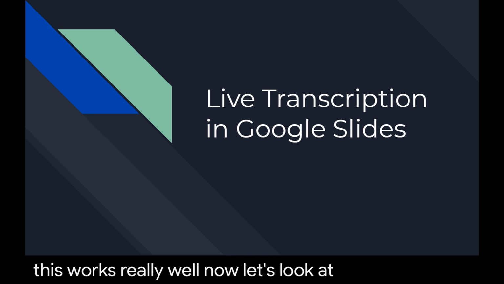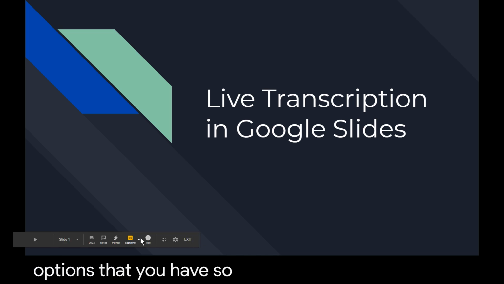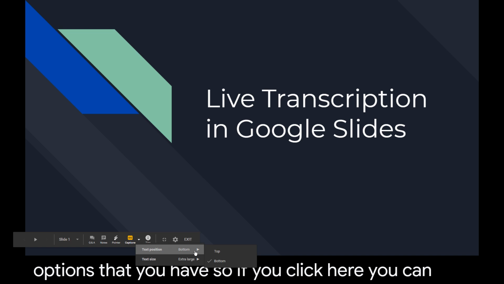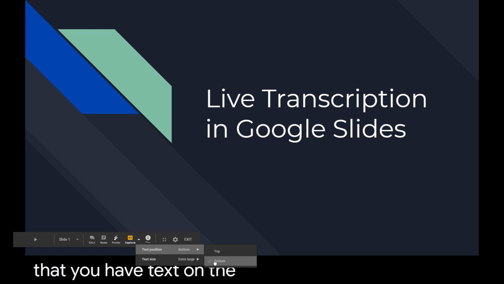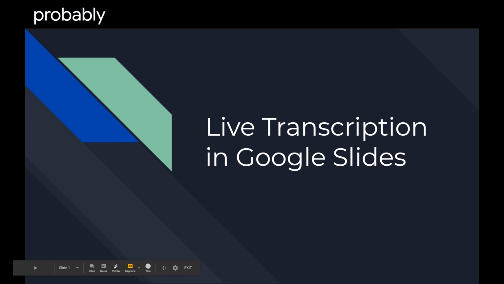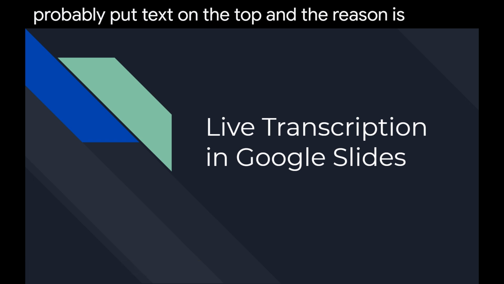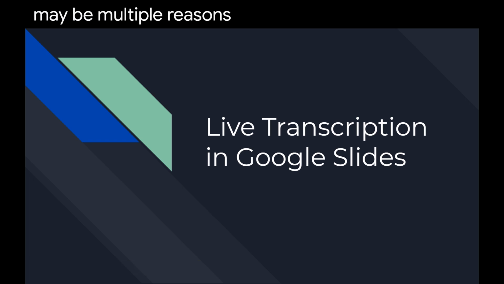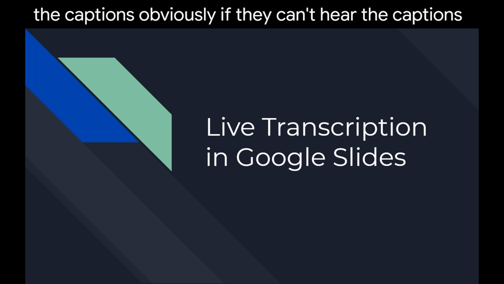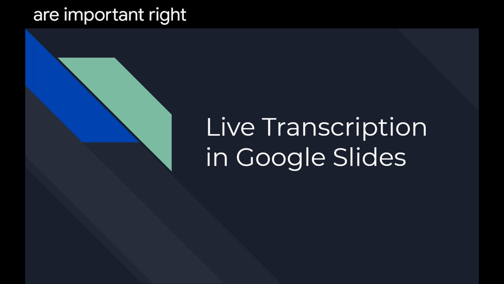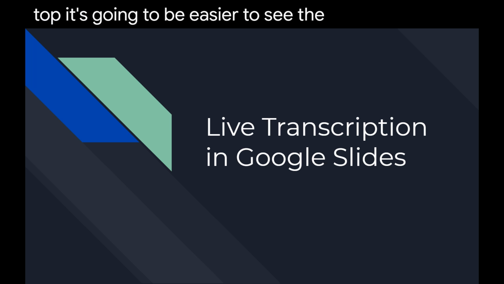Now let's look at some of the options that you have. So if you click here, you can see that you have text on the top or bottom. I would probably put text on the top, and there may be multiple reasons why somebody is watching the captions. Obviously, if they can't hear, the captions are important, right? But they may be in the back of the room. So if you have the captions up on top, it's going to be easier to see them.